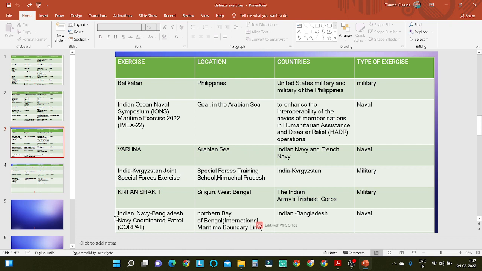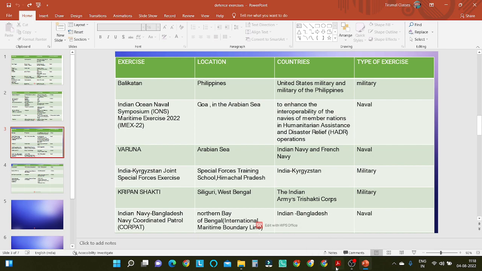Now the exercise is the Indian Navy and Bangladesh Navy coordinated patrol. From the name of the exercise itself, we can say that the countries participating are India and Bangladesh. So in this type of exercise, the examiner will not ask what the countries involved are or where the exercise may take place, because the countries involved are India and Bangladesh. It will generally take place in the Bay of Bengal. So no one will ask about the location of this exercise or the countries taking part.